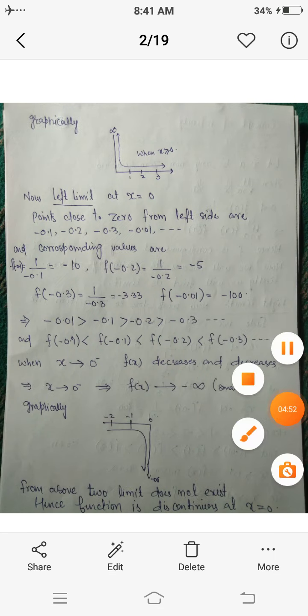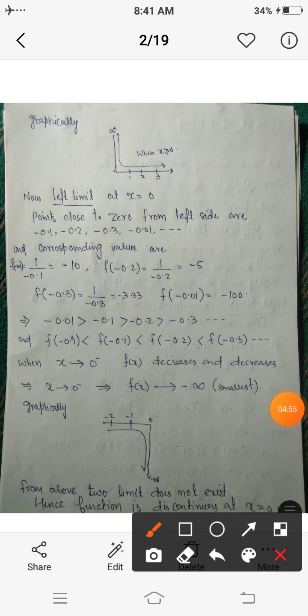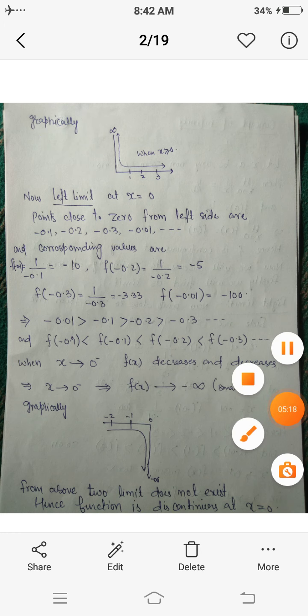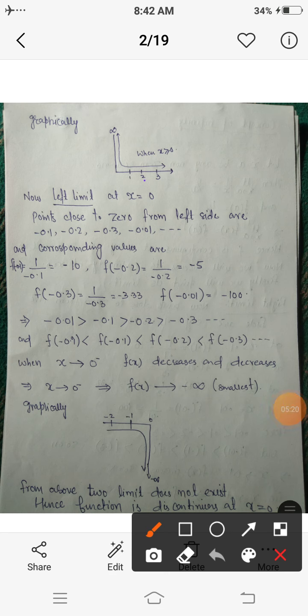Graphically, this is 0, here 1, 2, and 0.1, 0.2 are here. Now when we are approaching 0 from the right side, that is, moving towards 0 from this side, the value of f of x increases more rapidly. The value of f of x is on this axis, which means that when we approach 0, the value approaches plus infinity. This is the graph: when x tends to 0 positive, f of x tends to plus infinity.